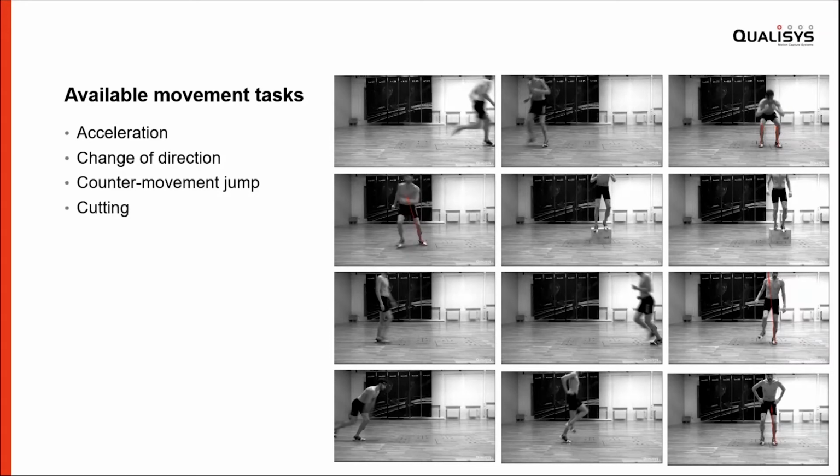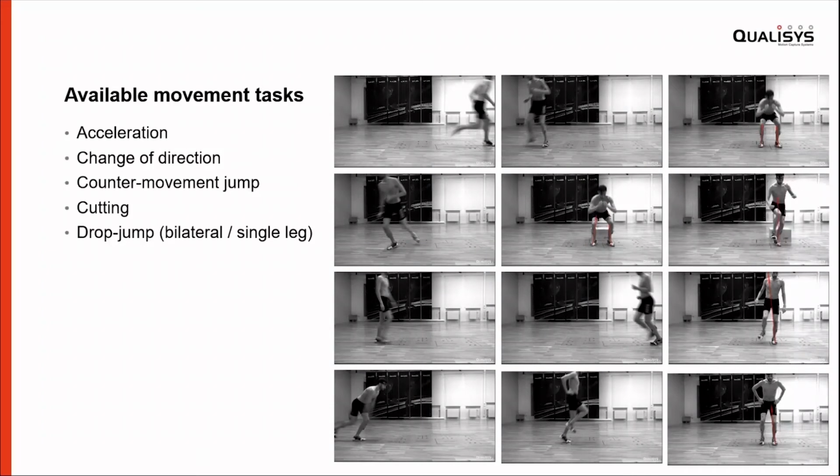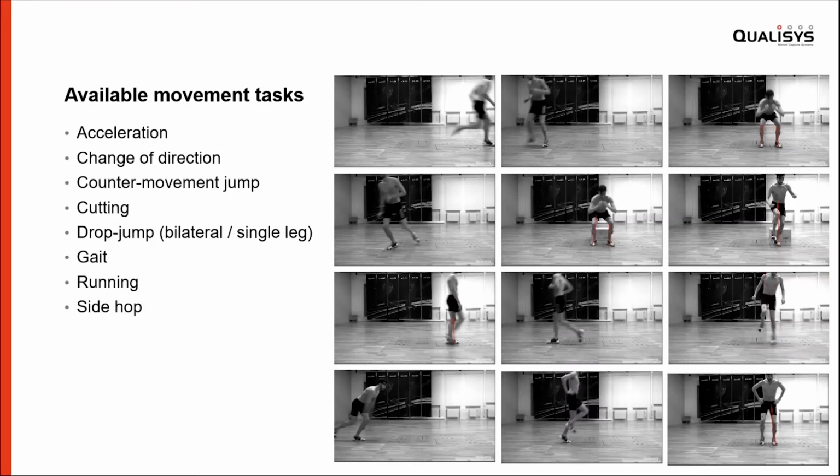Cutting maneuvers can be performed at different angles. Drop jumps, either bilateral or with a single leg, to really get the load during the impact, and also look at the strategy that the person might have when impacting. Simple gait, looking at gait analysis, again with force plates, also running, so some more standard activities. Side hops, that's actually one of the more challenging ones from my experience, where the athlete or the patient is jumping on one leg, and switching between the two force plates.